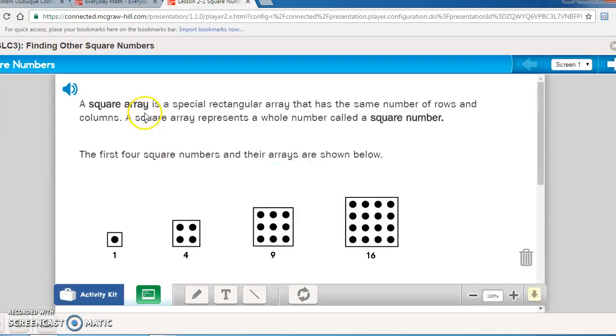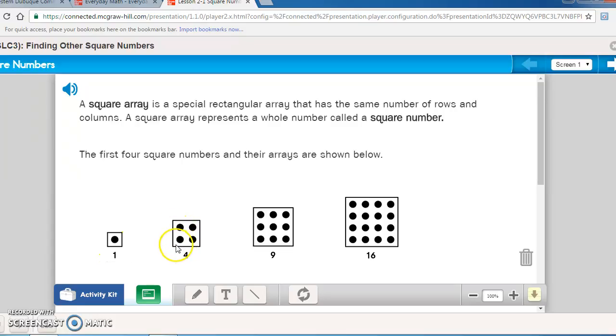So a square array is a special rectangular array that has the same number of rows and columns. A square array represents a whole number called a square number. So the first four square numbers and their arrays are below. 1 is a square array. It has just one dot, and 1 times 1 is 1. You're going to notice that square arrays are when you can multiply the same number twice to get your answer. So 1 times 1 is 1.